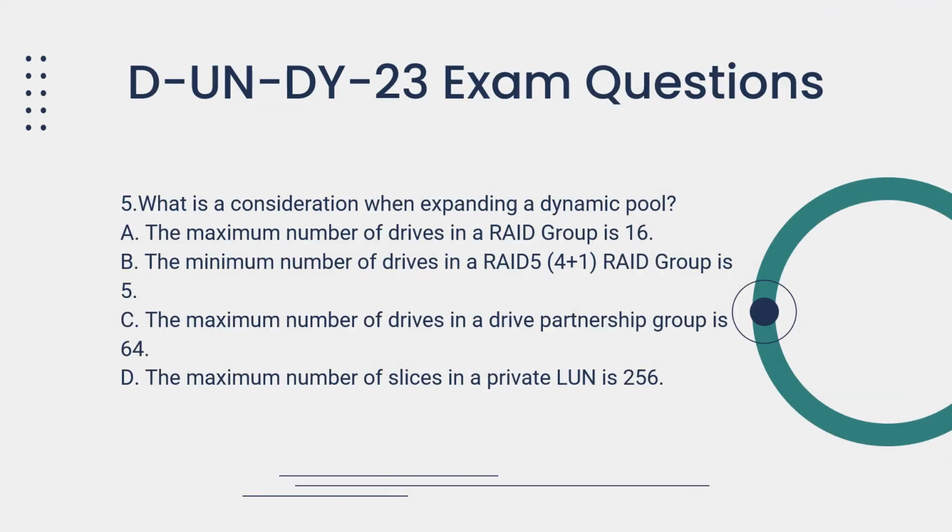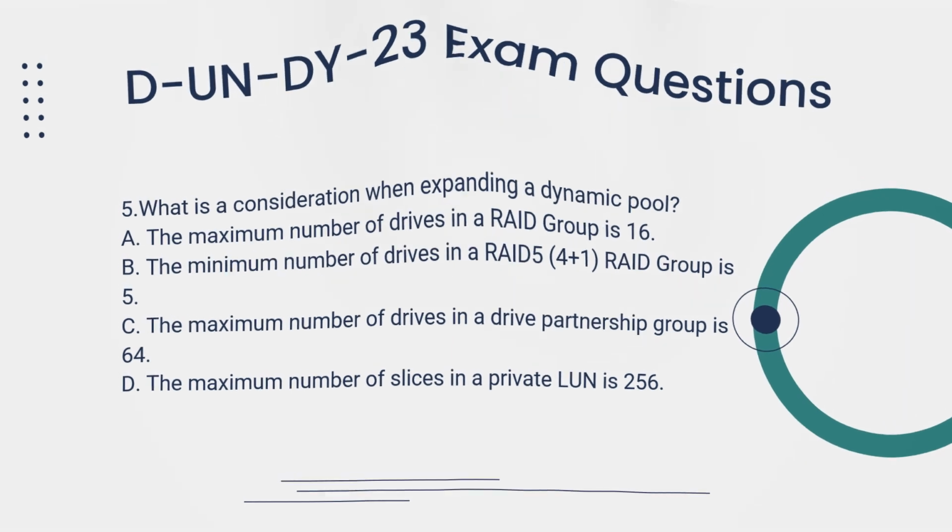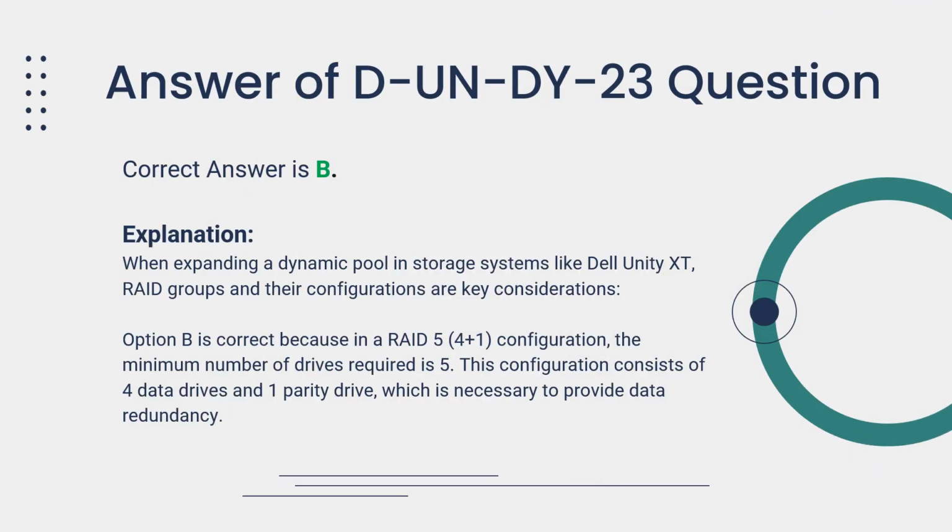What is a consideration when expanding a dynamic pool? A. The maximum number of drives in a RAID group is 16. B. The minimum number of drives in a RAID 5, 4 plus 1, RAID group is 5. C. The maximum number of drives in a drive partnership group is 64. D. The maximum number of slices in a private LUN is 256. Correct answer is B.